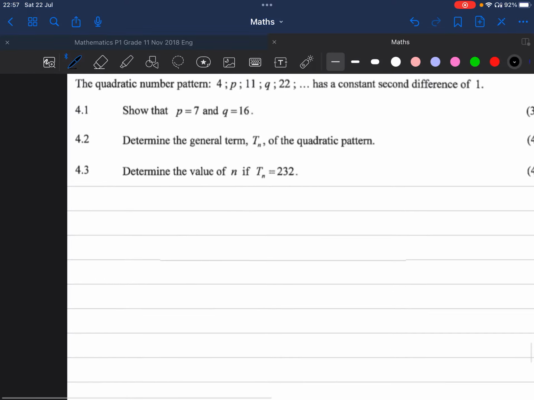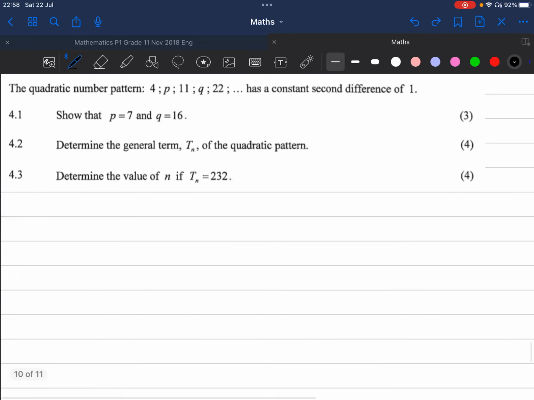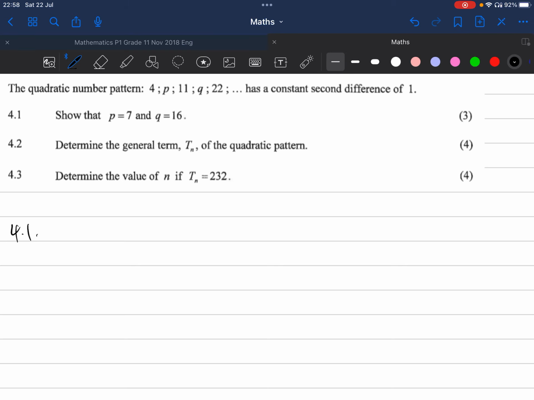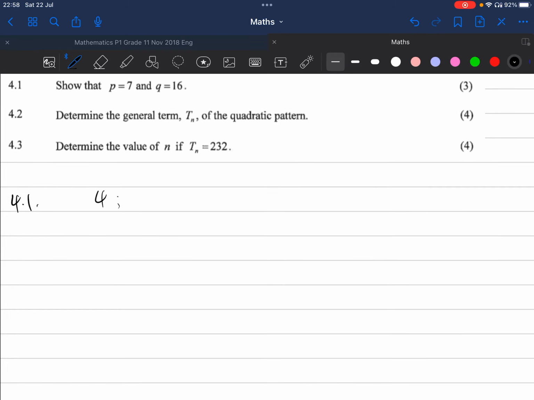Okay, let's now look at question 4. Question 4 is a continuation of number patterns, and this is a quadratic pattern. The quadratic number pattern 4, p, 11, q, 22 has a constant second difference of 1. Show that p equals 7 and q equals 16. So let's start by writing this down.